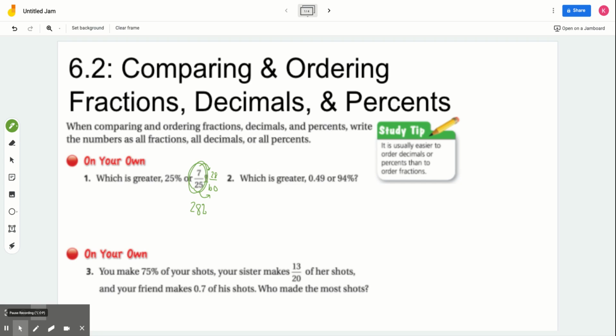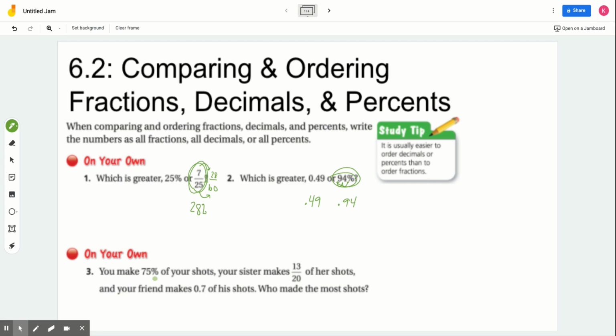As you looked at number 2, you could have either changed it to a decimal or a percent. So I'm going to change these both to decimals. So remember, to change a percent to a decimal, we move the decimal point 2 times to the left. So we're comparing 0.49 or 49 hundredths and 0.94 or 94 hundredths. So 94% would be the larger number.